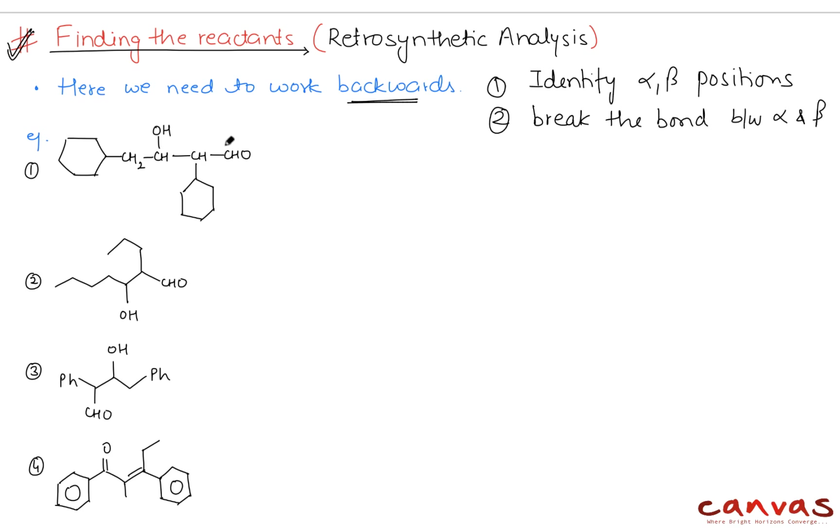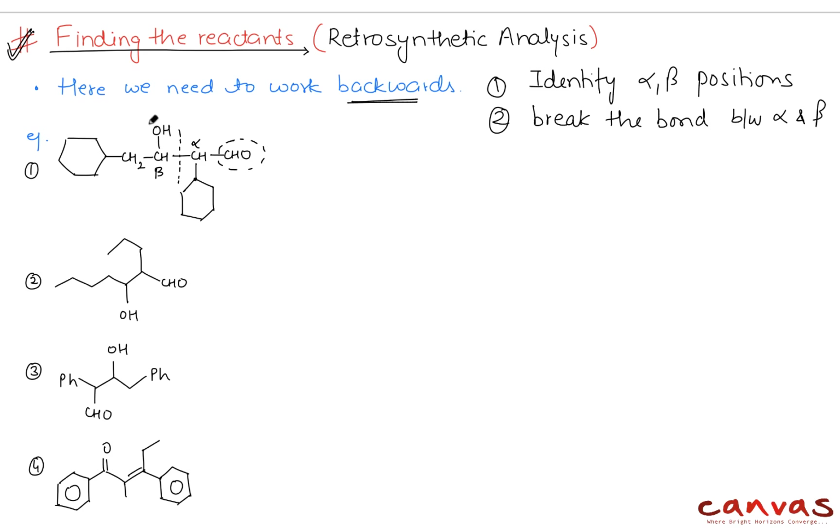Okay, so in this case, this CHO is your functional group. Now this is your alpha position and this is your beta position. Now don't tell me that this is your beta position, because we are talking about aldols here and it is always beta hydroxy or alpha beta unsaturated. Okay, so this is the alpha beta bond. You just break this bond. So these should be the two molecules.